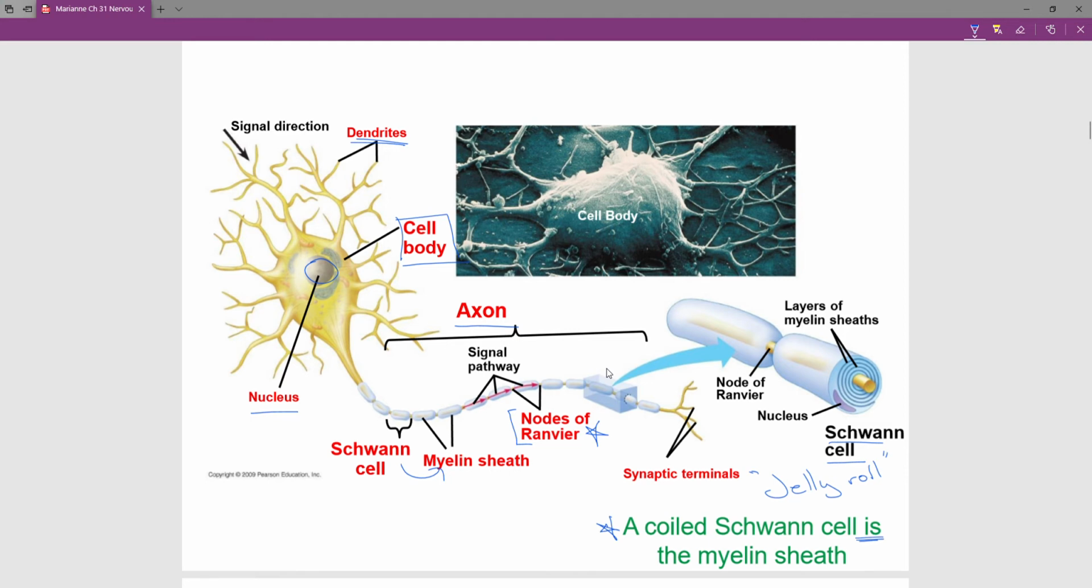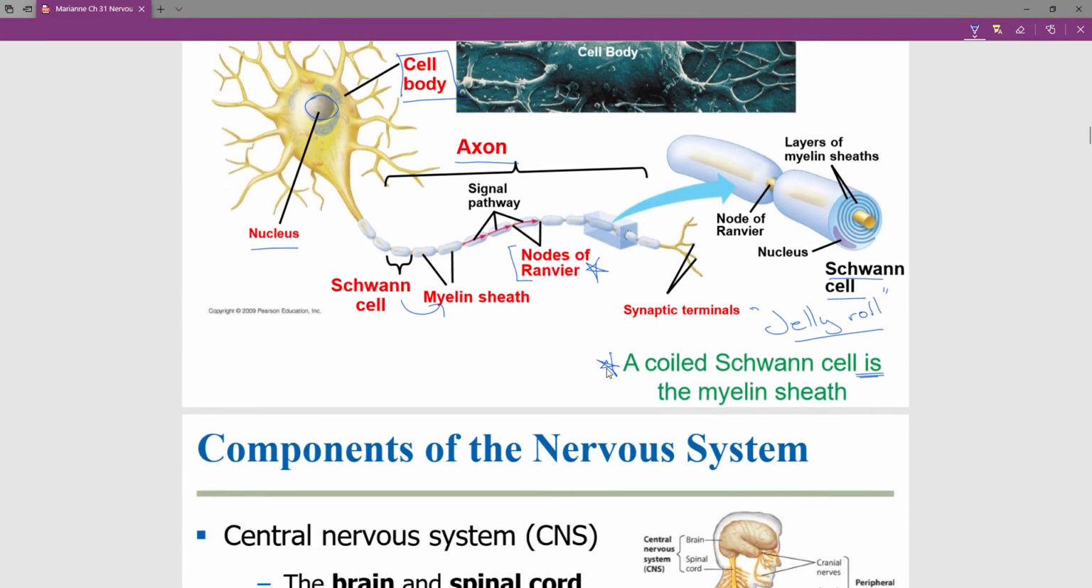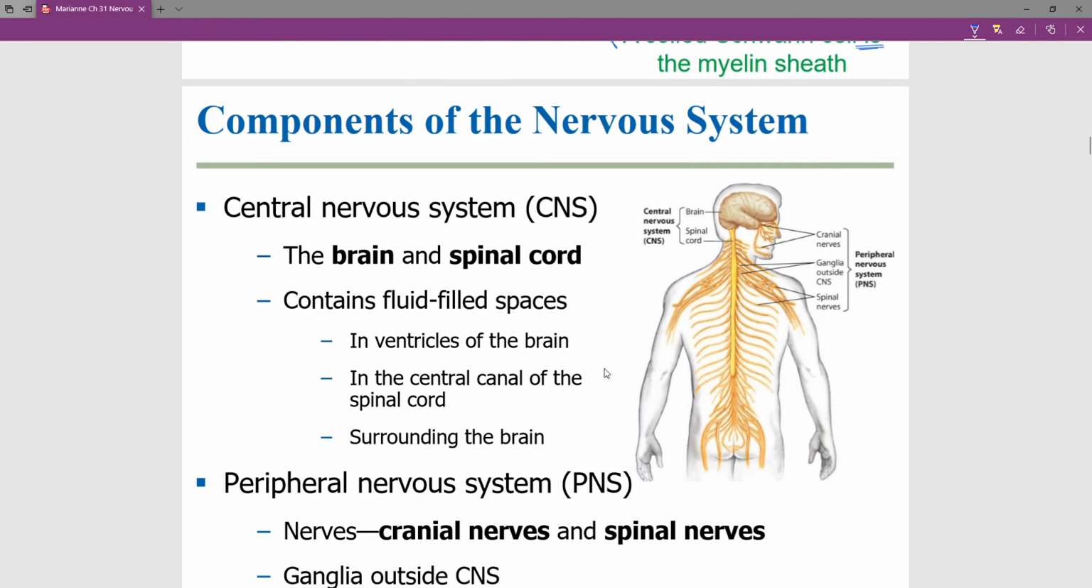It's tricky to see how those words relate to each other. So if you want, you can just think jelly roll style, where the myelin is the jelly of the jelly roll, and the jelly roll cake part is the Schwann cell. We've already talked about this one.